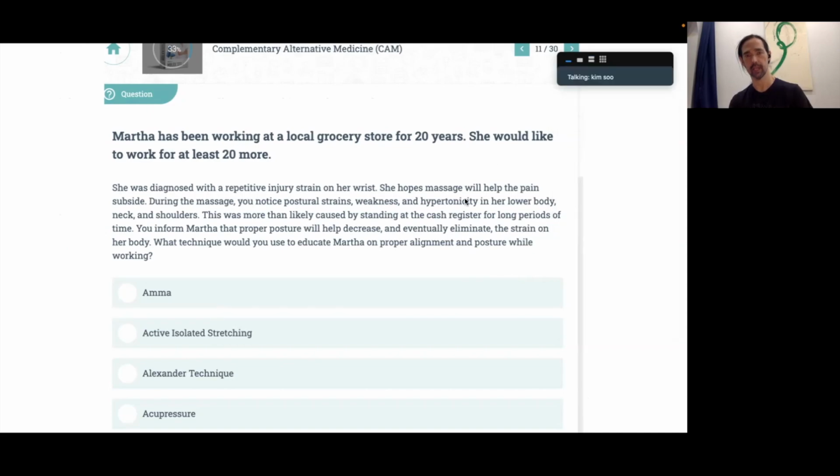Martha has been working at a local grocery store for 20 years. She would like to work for at least 20 more. She was diagnosed with a repetitive strain injury on her wrist. She hopes massage will help the pain subside. During the massage, you notice postural strains, weakness, and hypertonicity in her lower body, neck, and shoulders. This is more than likely caused by standing at the cash register for a long period of time.